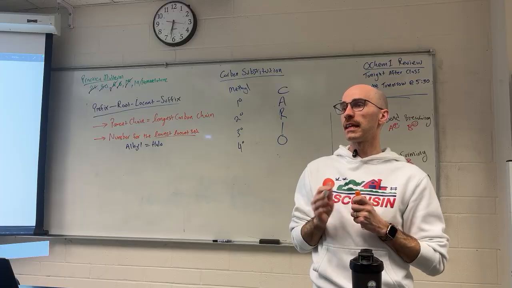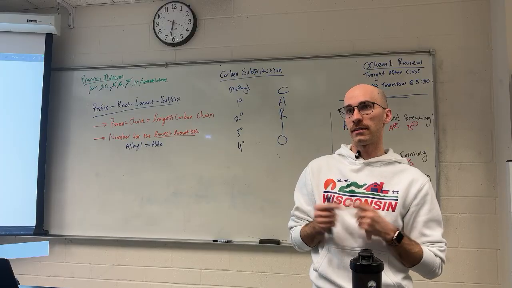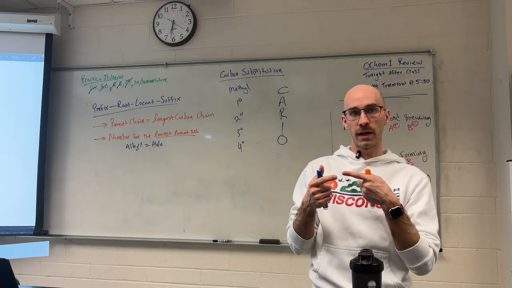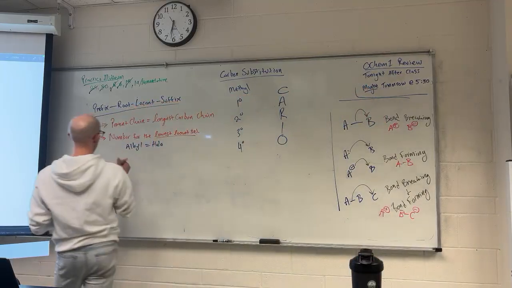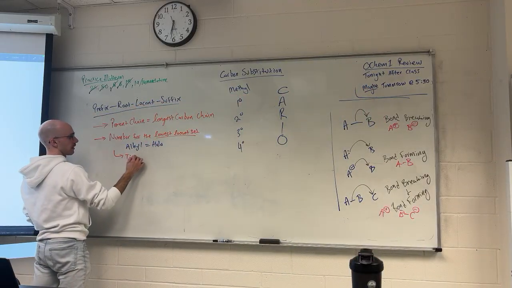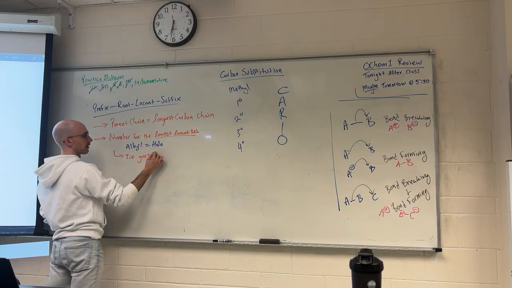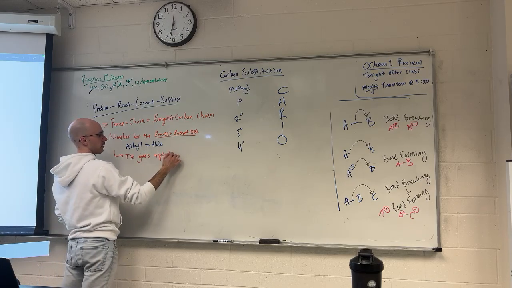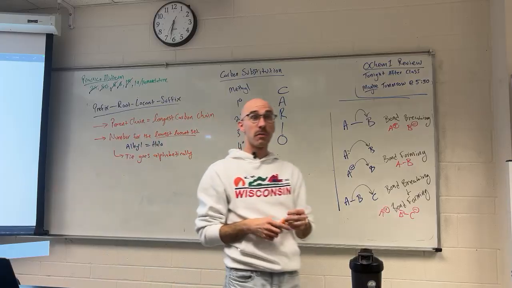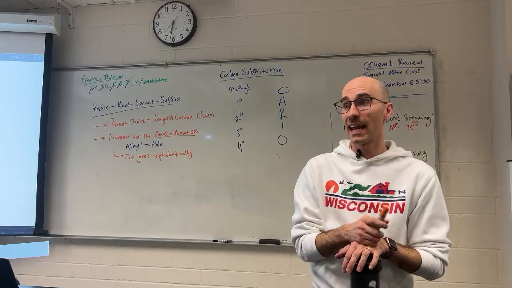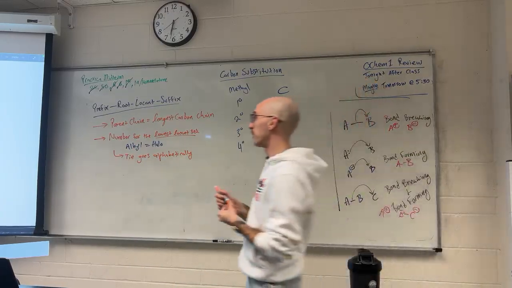Now, what happens in a locant set that is equal in more than one direction? A tie goes alphabetically. And that's useful as a reminder that the name is listed alphabetically.